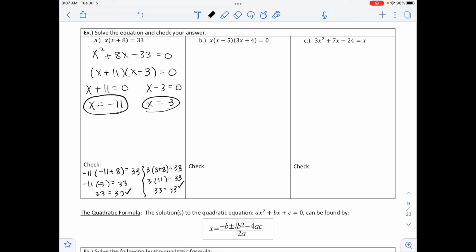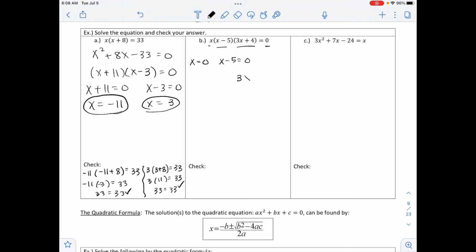For B, you'll notice that this one already has one side equal to 0 and it's factored, which is really nice. We have 3 factors here. We have x, x minus 5, and 3x plus 4. So I'm going to set each of these equal to 0, so the first one's solved already for us.